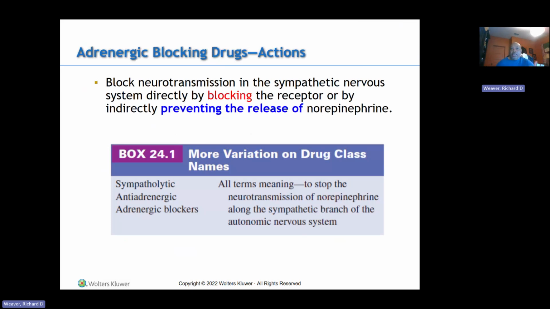In other words, you won't get an increased heart rate. Why? Because those receptors are blocked. Someone else has taken up residence. And who is that someone else? Those blocking agents, those adrenergic blocking agents. So hopefully that will provide you with a better understanding as to what's going on.